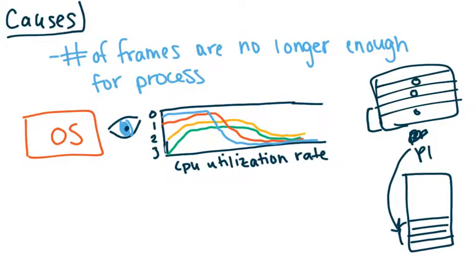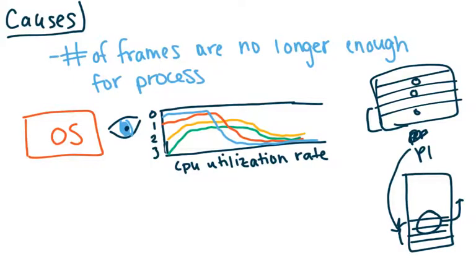So another cause of this could be that you're doing global allocation, global page replacement, and these pages that were originally allocated to P1 might have gotten stolen by another process. If you don't know what I'm talking about, take a look at the frame allocation video first.